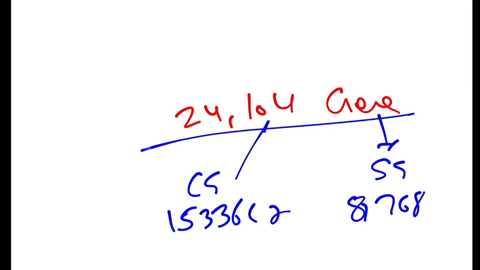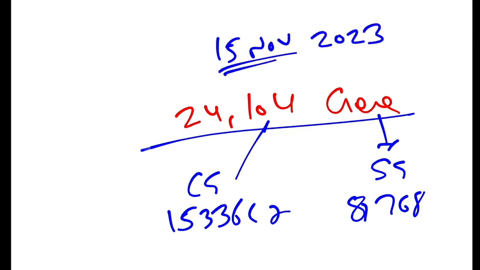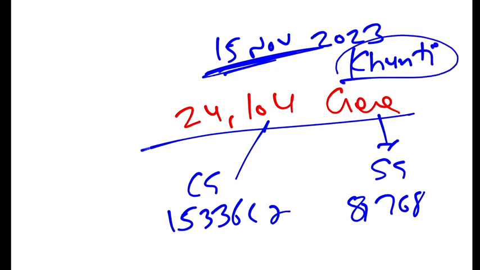And in fact, this scheme was launched in December, but it was announced 1 month back on 15th of November 2023 because this is the birthday of the great Indian Bhagwan Birsa Munda, the great tribal leader. And that is why PM Modi went all the way to Khunti in Jharkhand, and he launched this scheme. Till here it is clear. Okay, now we are in a position to do this question.